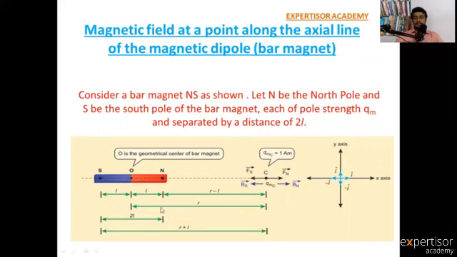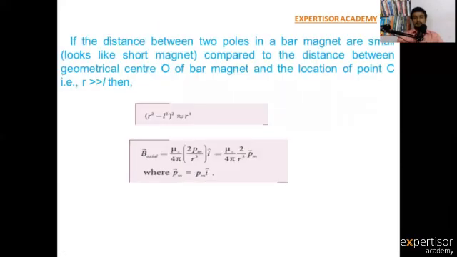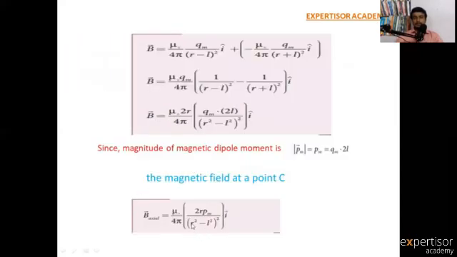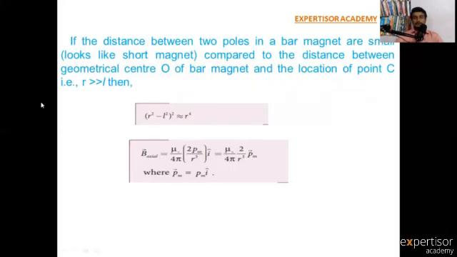Small r, the distance between O and C, is greater than L. So in this equation, r squared minus L squared whole squared, L squared is eliminated, and the remaining term is r power 4. Keep r power 4 in the denominator in place of r squared minus L squared whole squared. After that, we get the magnetic field on the axial line as mu naught by 4 pi into 2 Pm divided by r cube.